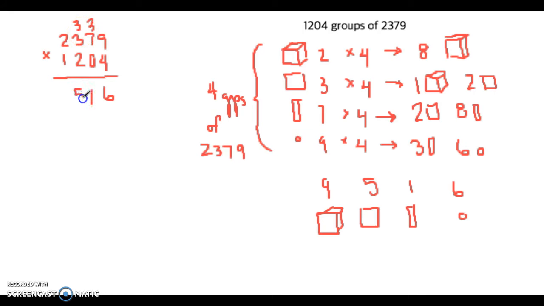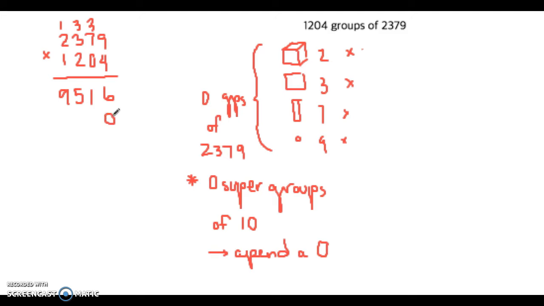Alright, so next we're going to move on to 0 groups of 2,379. What's important about this is that it's really 0 supergroups of 10. But even though it's 0, we still are going to append a 0 right here because we are multiplying everything by 10. So this is really important for a placeholder. Nonetheless, we're still going to multiply everything by 0. I think we know what we're going to get for our answers.